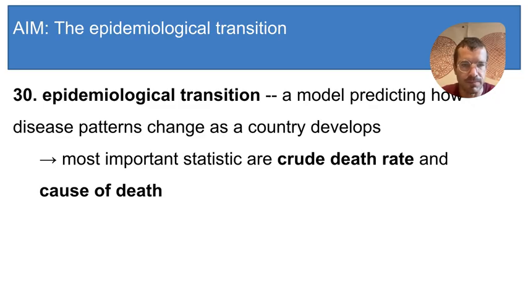And it predicts that as countries develop, the most common type of disease in a country will change. In stage 1, for example, the leading cause of death for most people in the population is infectious disease. But when a country develops and reaches stage 5, the leading cause of death will be chronic disease. You will look more at this model in class.